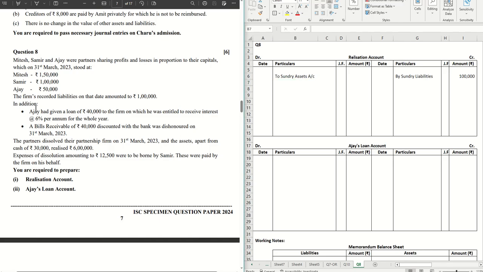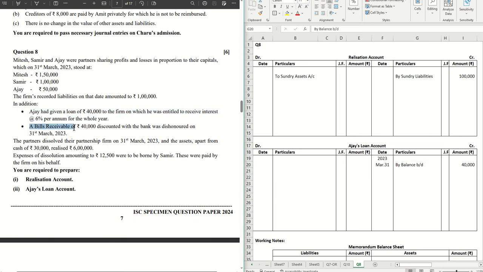In addition, Ajay had given a loan of ₹40,000 to the firm on which he was entitled to receive interest at the rate 6% per annum for the whole year. And we know that when a partner has given a loan to the firm, that is paid off to the partner. So Ajay's loan account, when Ajay had this loan, it's already there with the business. So 2023, March 31, this loan is an existing loan. So by balance BD, 40,000. Now the partner's loan are not transferred to realization account, that's why they are directly paid off here.